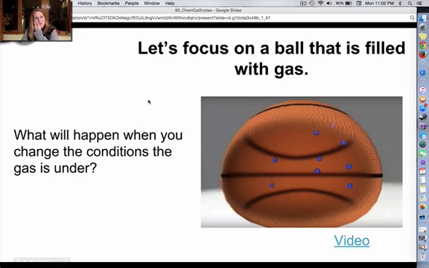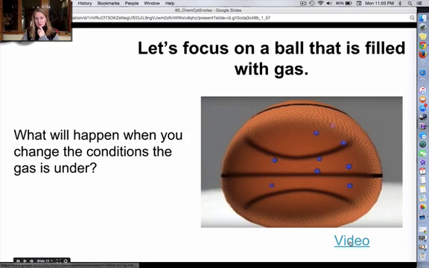Okay, so let's focus on a ball that's filled with a gas. This one is partially filled. It's a basketball, and those are all of the balls, all of the molecules and atoms that exist in here. And as you guys know, the nitrogen, the oxygen. Okay, let's see what happens to the ball when we increase the pressure. Let's look at how you can increase the pressure. So how can you cause these particles to move more quickly?